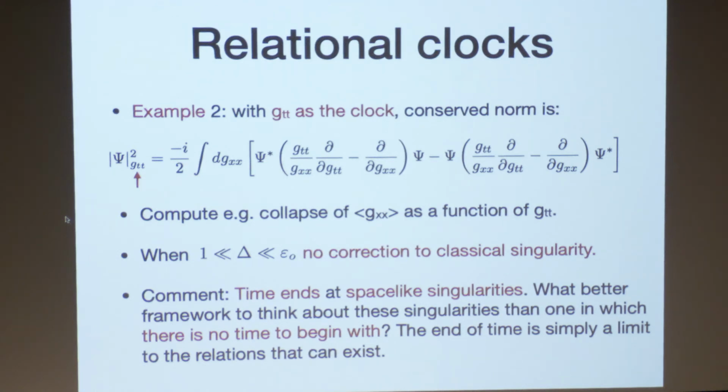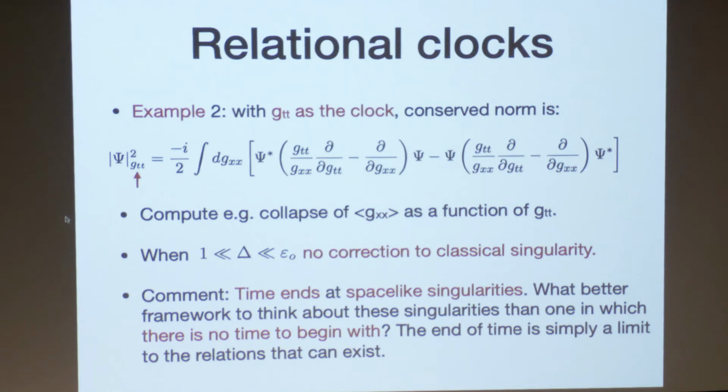Okay, so now a comment. I don't have anything very deep to say about singularities, and I'm pretty sure this point has been appreciated a long time ago, but let me say it anyway. Part of the reason to be thinking about all this is to understand the singularity a bit better. A scary thing about space-like singularities is that time ends. What does that mean? It seems natural that what better framework to think about these singularities where time ends than a framework where there's no time to begin with, right? Time can't end if it's not there. So the end of time is simply a limit to the relations that can exist, right?